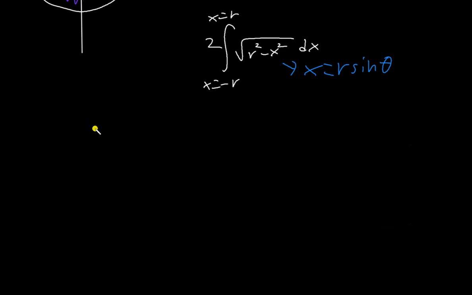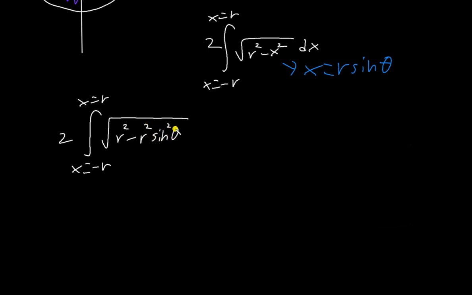So anyways, if we do the substitution, we will get 2 times the integral from x equals negative r to x equals r. We will have the square root of r squared minus, so if I substitute r sine theta, I will get r squared times sine squared theta. Okay, and then now notice I have a dx here. I want to have a d theta because I'm integrating with respect to theta, right?